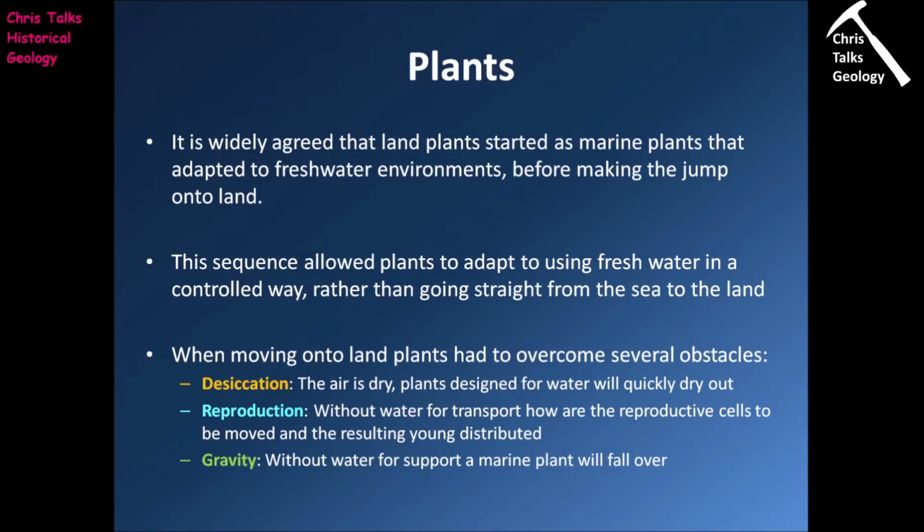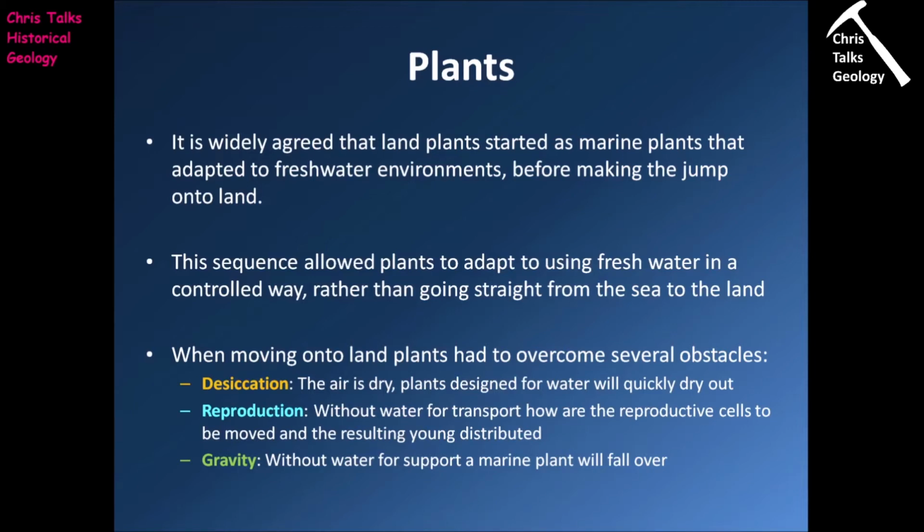The next problem that plants will have to overcome is reproduction. Of course, plants in marine and freshwater environments use water as the transporting medium for getting their reproductive cells from one plant to another, and also distributing the young that are produced. The problem is that as soon as your plant leaves the water, that option is taken away. So plants need to come up with a new method of transporting sex cells from one plant to another, and they also need to come up with a method of distributing the young plants which are produced over a wide area.